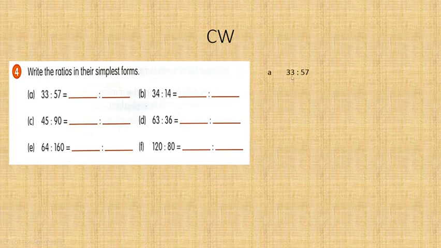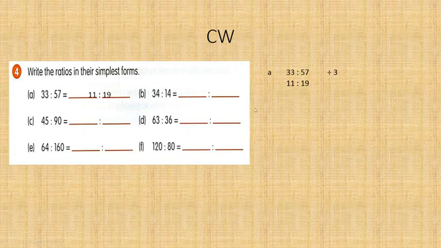How did I know that? Using divisibility rules. Because 3 plus 3 equals 6 and 5 plus 7 equals 12, and both of them are in table 3. So I will divide both of them by 3. So 33 divided by 3 is going to be 11 and 57 divided by 3 is going to be 19. And if you cannot do it, just do long division to get the answer 19. So the answer is going to be 11 to 19.